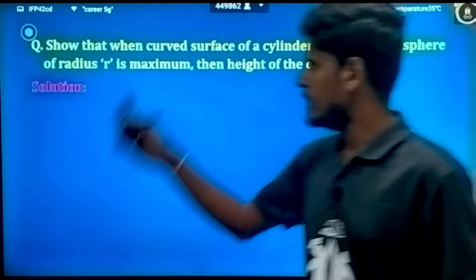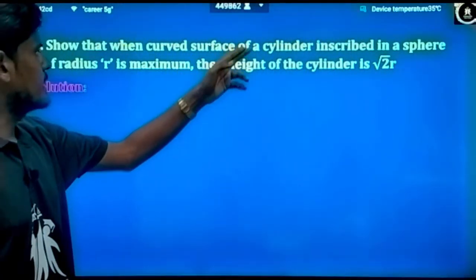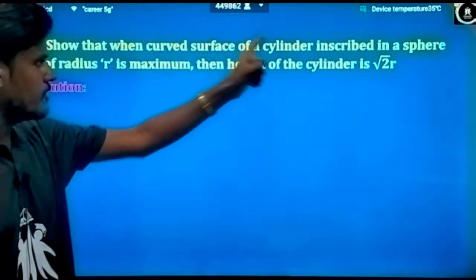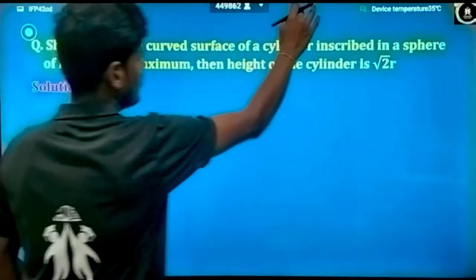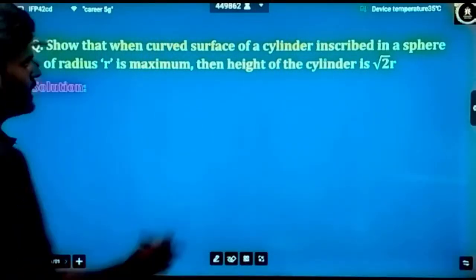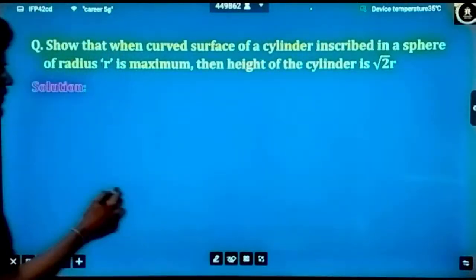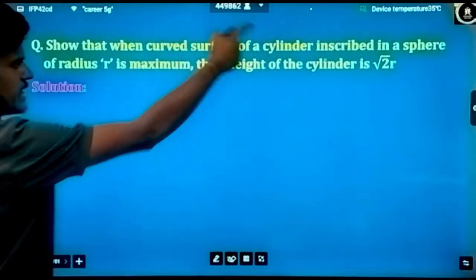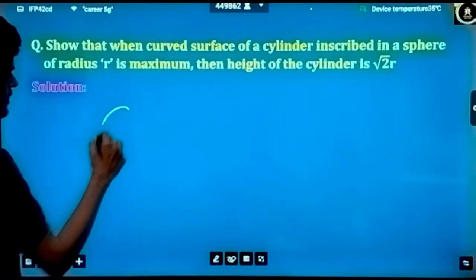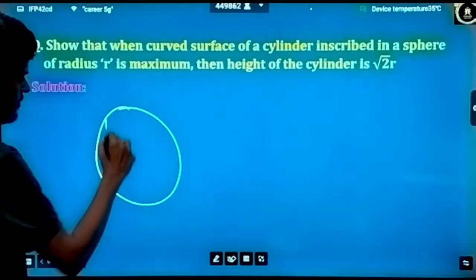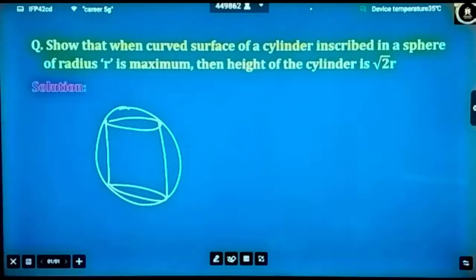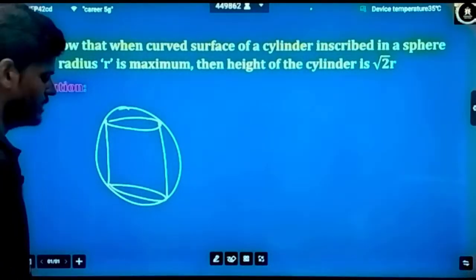Next question. Show that the curved surface area of a cylinder inscribed in a sphere is maximum when the height of the cylinder is root 2r. For solving such geometrical problems, the first step is to draw the diagram. What is the diagram? Curved surface area of a cylinder inscribed in a sphere. So first the sphere is there, and inside it there is a cylinder.